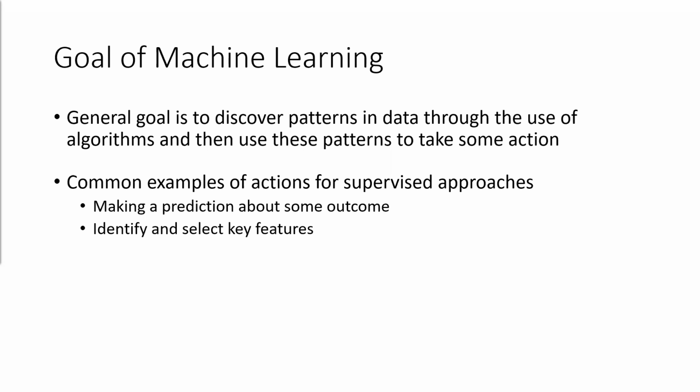And in that case, we're discovering a linear pattern, where machine learning extends that idea of defining these linear patterns in the data to discriminate some outcome Y to the case where perhaps it's not linear, or we have some strange underlying pattern that we want to find. And common examples of supervised approaches include things like making predictions about an outcome or identifying key features, which of course is the focus of today's lecture.